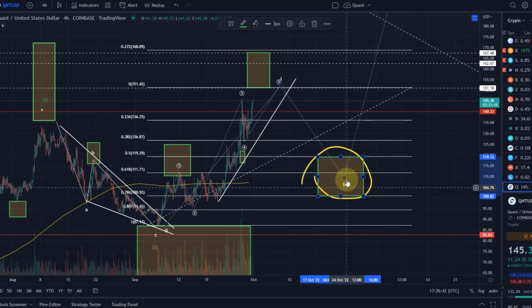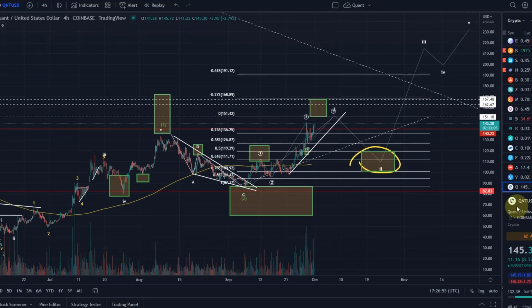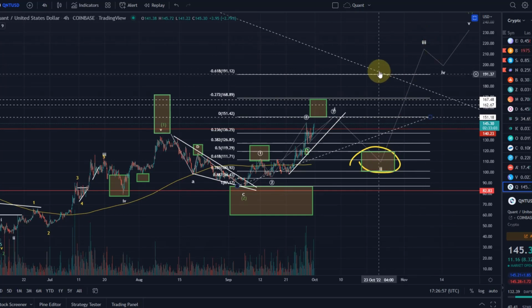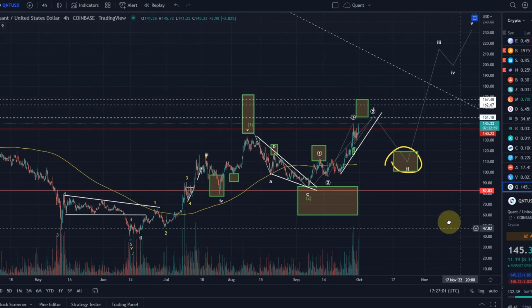So this is where I will scale in, maybe with a very, very tiny position at $127. I'm not sure yet, but this is quite far away from support. But if we then assume this is going to work out, then this wave 3 should take us up nicely. All right, so this is where we are at the moment.